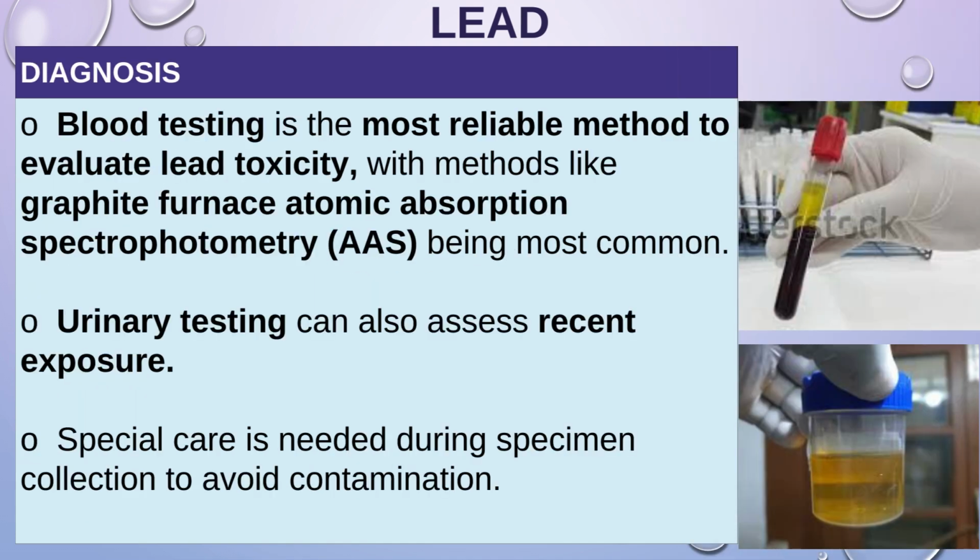So, what's the most reliable method for us to assess the toxicity of lead? We have graphite furnace AAS. This is the most common. But actually, guys, this lecture is intended for the US setting and not the Philippine setting, okay? Because we don't have much atomic absorption spectrophotometry being utilized in our labs here in the Philippines. Next, urinary testing can also assess recent exposure, and special care is needed during specimen collection to avoid contamination.